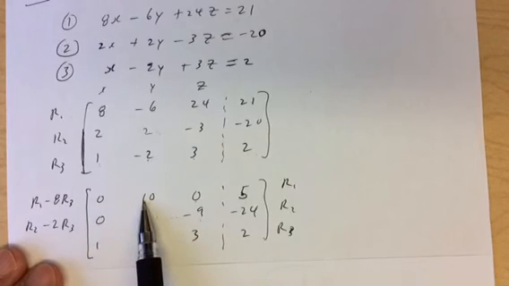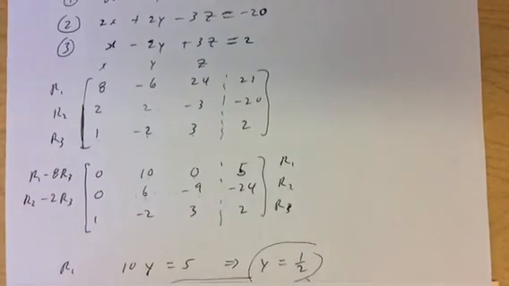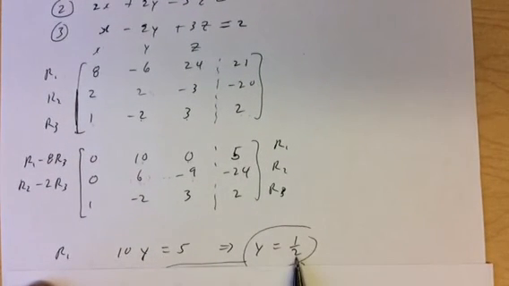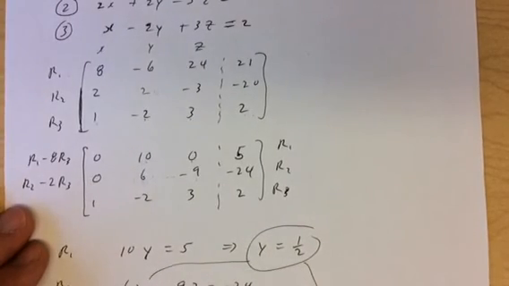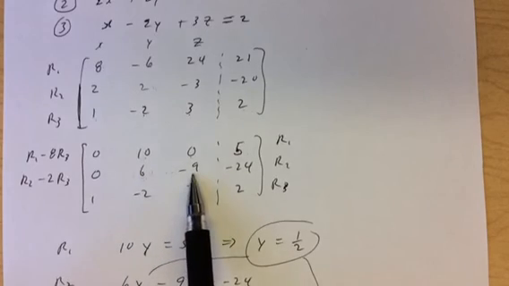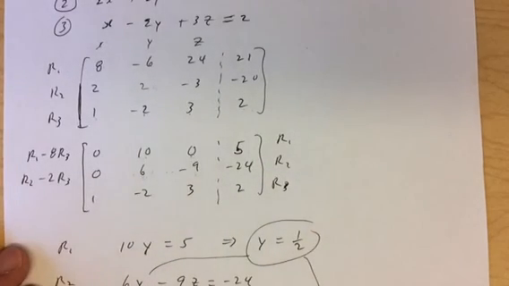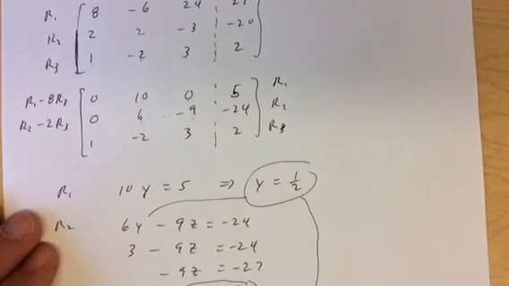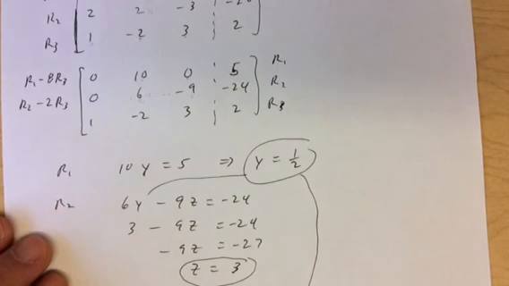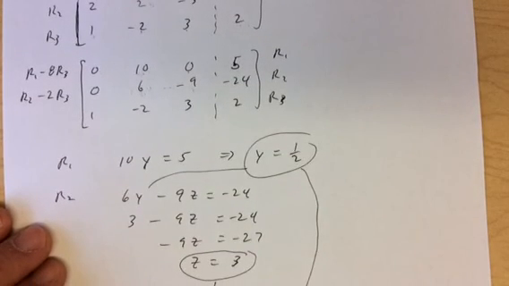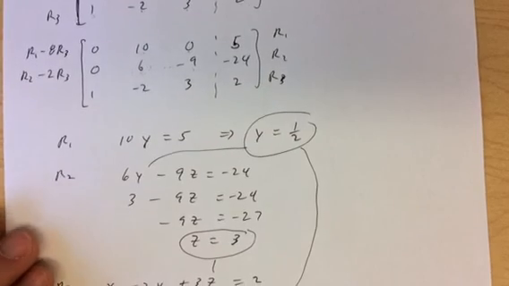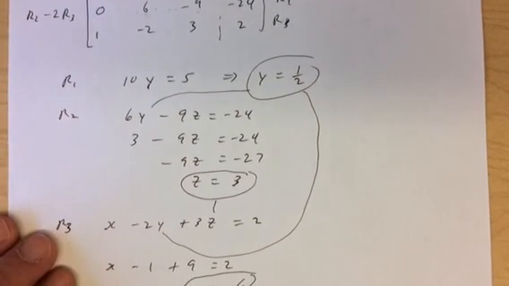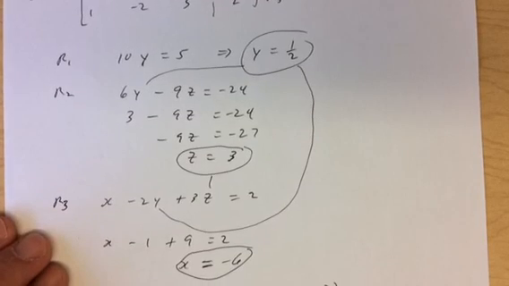Now we just have in row 1 the y coefficient, so we can rewrite this equation out. 10y equals 5, or y equals 1/2. Now you can sub that, so that's from row 1. Now you can sub that into row 2's equation, which is 6y minus 9z minus 24. Sub that in there, and you get z equal to 3. Okay. Sub the two of them into the third equation, row 3, and you get x equal to negative 6.